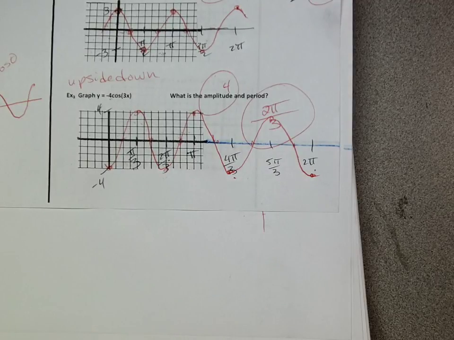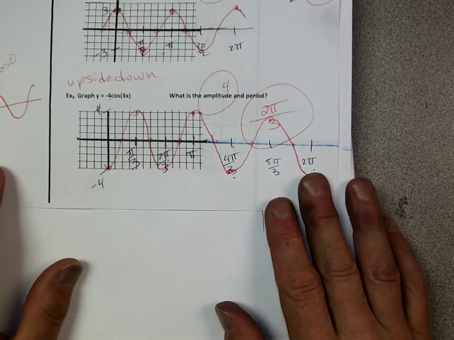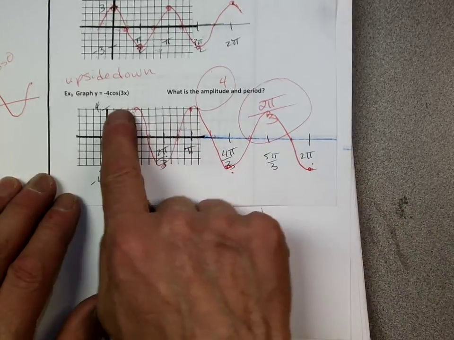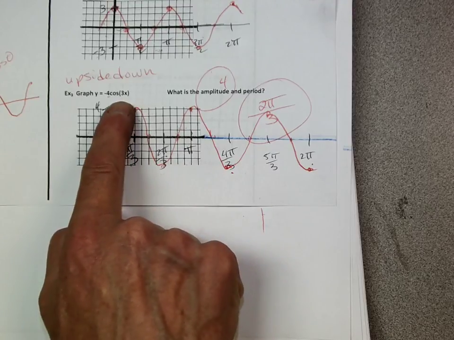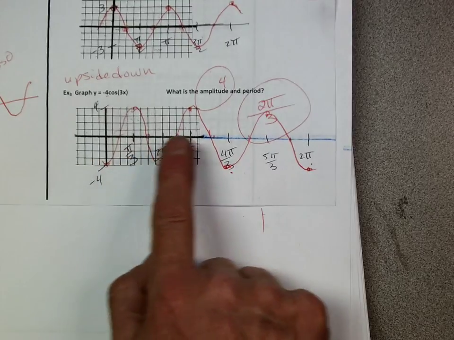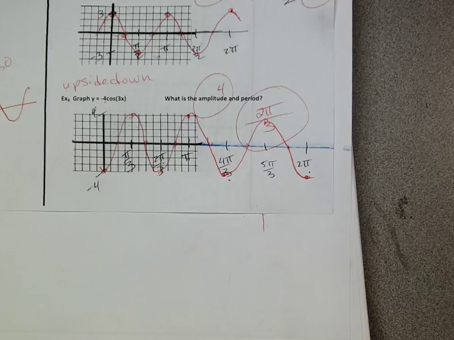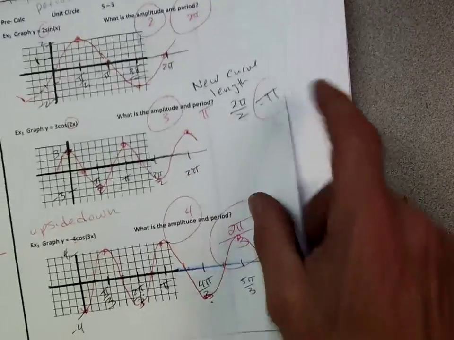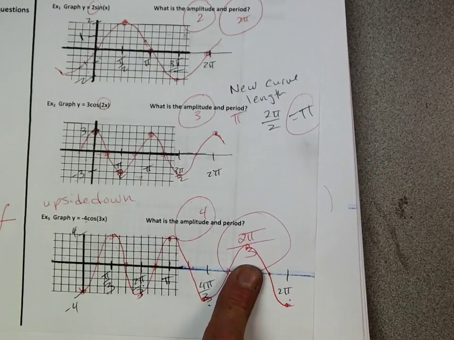Capiche? 2 thumbs up, 1 thumb up, sideways, down. Okay? So this 3x, is that 2/3 of pi, or is that just 1/3? It means the 3x means you need 3 curves. We need 3 full curves within its normal period. Good question. What is the period? It's 2 pi thirds. Period's just 2 pi thirds.